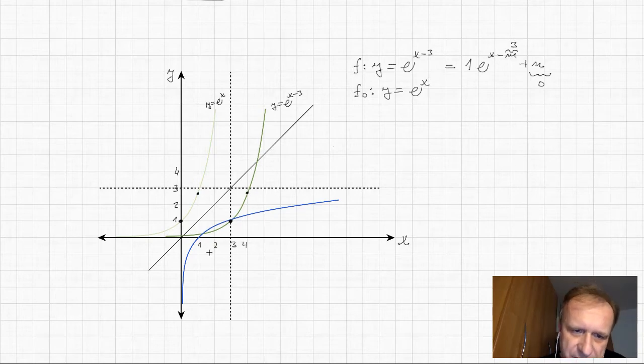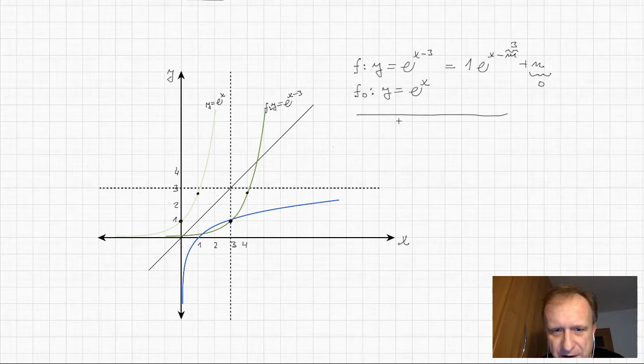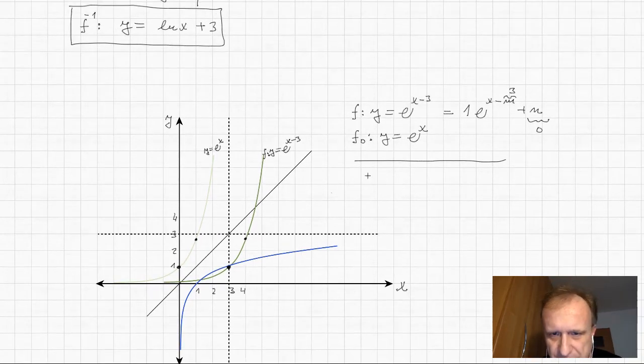So the green function is the function f. This is the function f. Let me denote it. Now let us talk about the graph of the logarithmic function. We need the function f inverse, which has the equation y equals logarithm of x plus 3. You see, this has some relationship to another function.